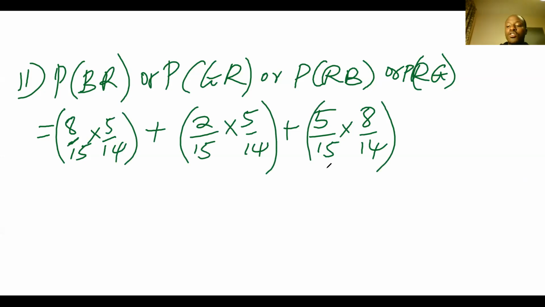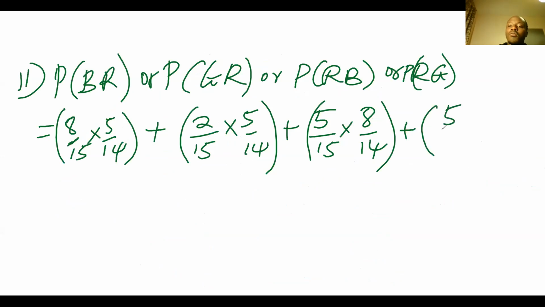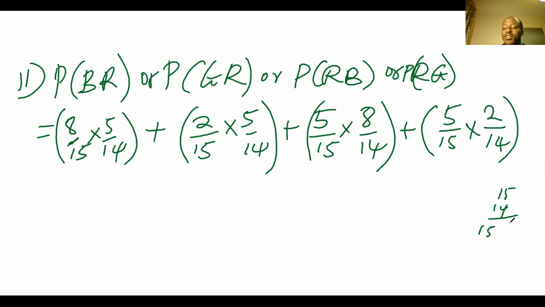If you go back to your tree diagram, then the next one is red, green: 5 and 2. 5 over 15 and 2 over 14. So 5 over 15, 2 over 14. So you have those ones. 15 times 14, what is it? Sorry for doing that, but I'm not in the business of cramming multiplication.